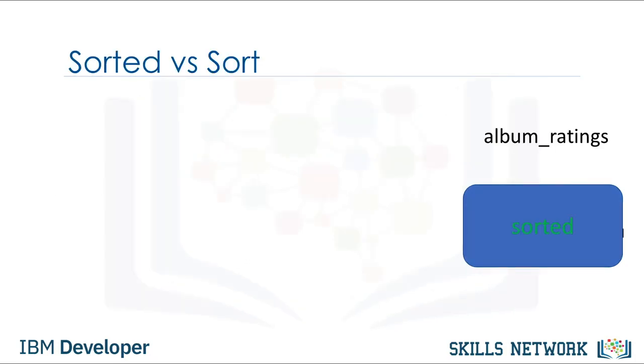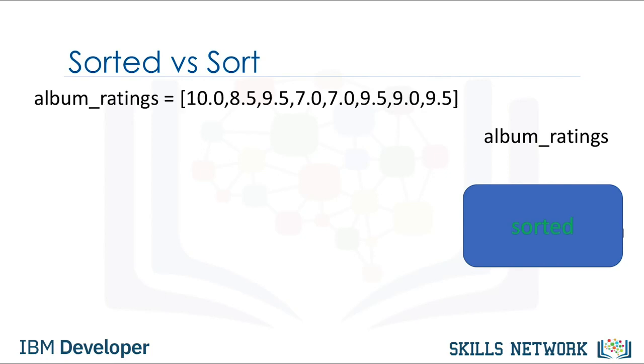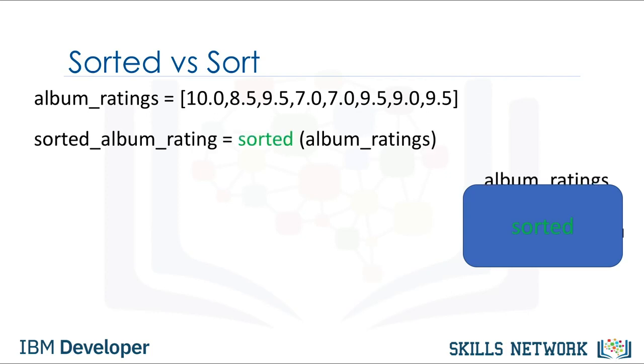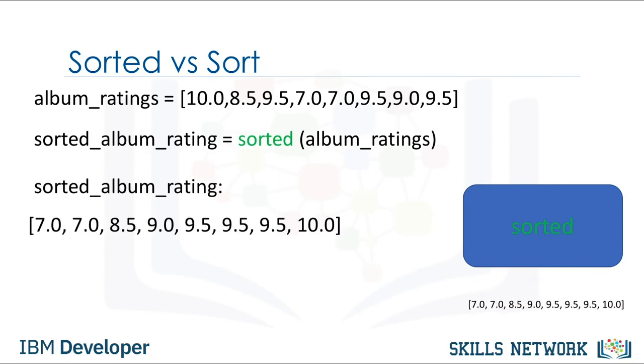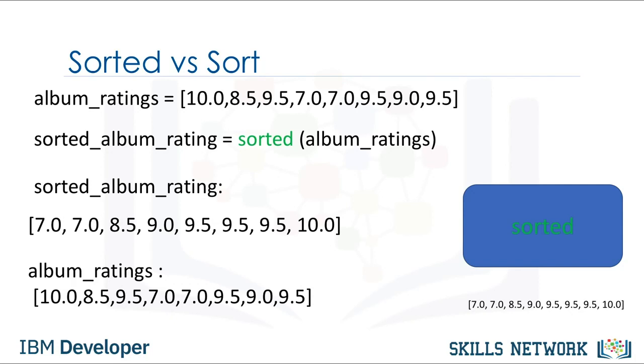There are two ways to sort a list. The first is using the function sorted. We can also use the list method sort. Methods are similar to functions. Let's use this as an example to illustrate the difference. The function sorted returns a new sorted list or tuple. Consider the list album ratings. We can apply the function sorted to the list album ratings and get a new list sorted album rating. The result is a new sorted list. If we look at the list album ratings, nothing has changed.